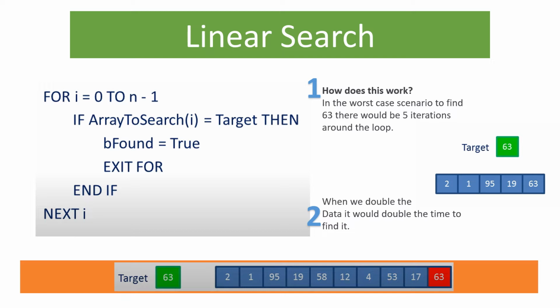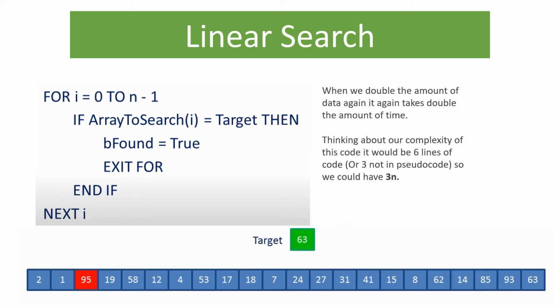Now with 5 items, that's not too bad. There's 5 iterations. But if we double the amount of data, we need to double the amount of iterations in the worst case scenario. Remember, big O notation is thinking about the worst case scenario and how the time complexity scales. If we were to double our data again to 20 items of data, then it could take us 20 iterations to find our data. So our time has doubled again.